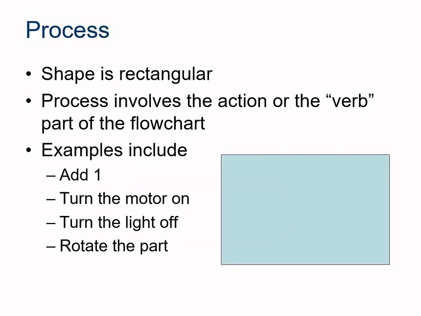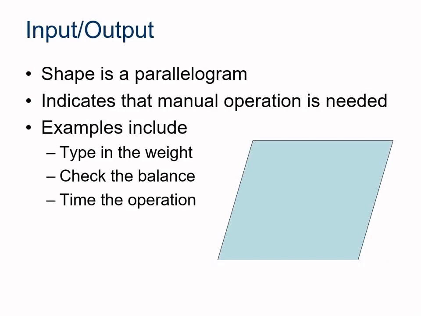The rectangle is used for the process step. Process is basically the verb. What are we doing? All right? What kind of things are we doing? Like feeding the dog in that previous example. Adding one, turn the motor on, turn the light off, so forth. Input and output. So many times in a program, the user needs to input some data or some values, or the program is going to output information to the user or to another computer. So for this, we use a parallelogram. It indicates that a manual operation is needed, and some examples are given there.